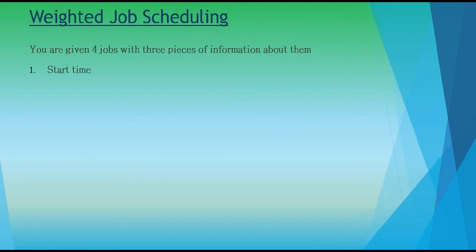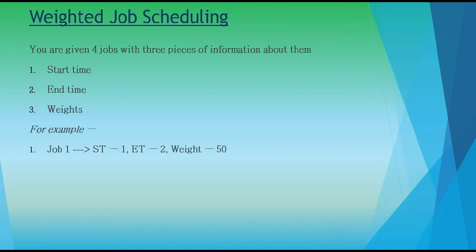The first element is the start time, the second element is the end time of the job, and the third element is the weight of the job. So like I told you, there are 3 elements attached to every job. One is the start time, second is the end time, and third is the weight of the jobs.